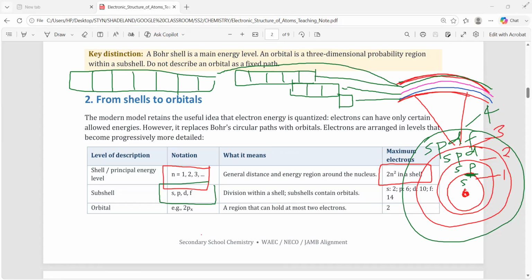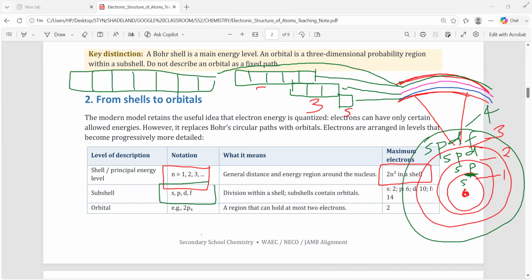Now, let me label them again, so you don't mix them up. We said S has only 1 orbital. P has 3 orbitals. That means P has 3 energy levels inside it. Then D has 5.